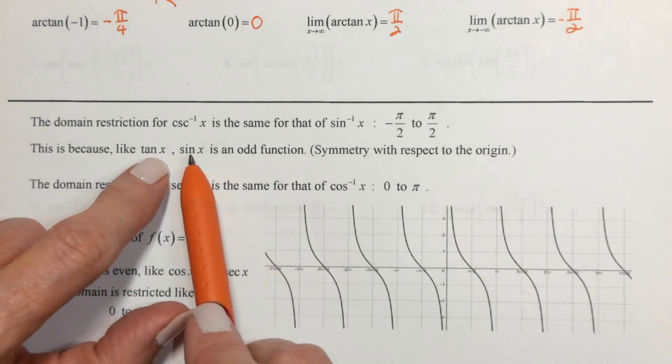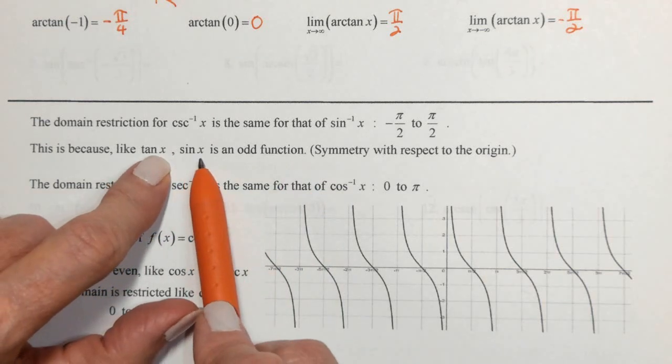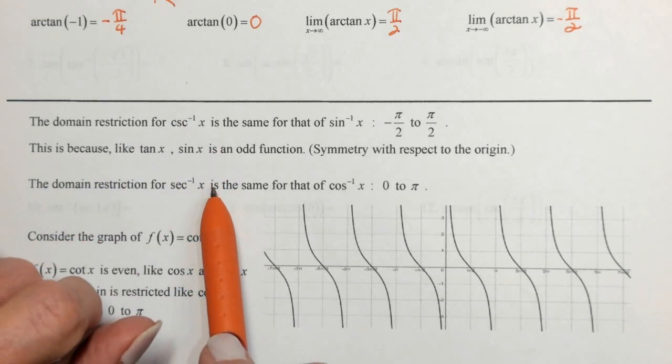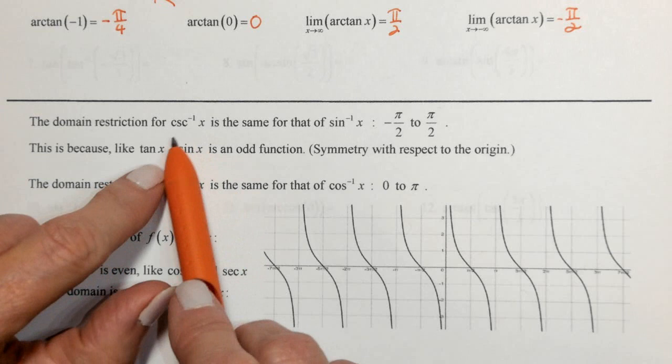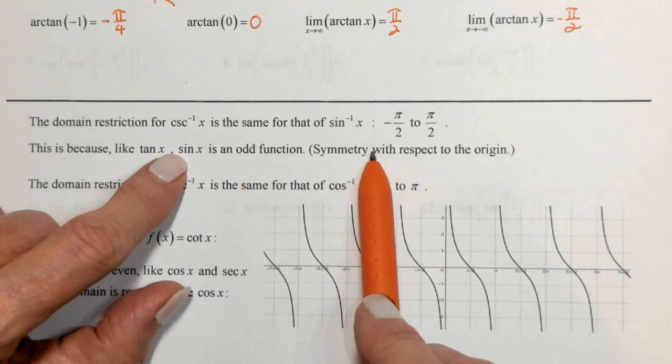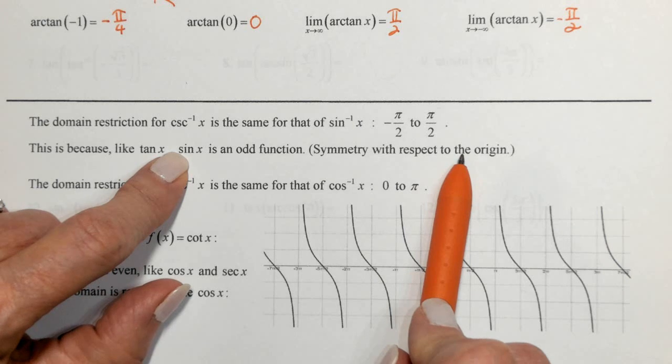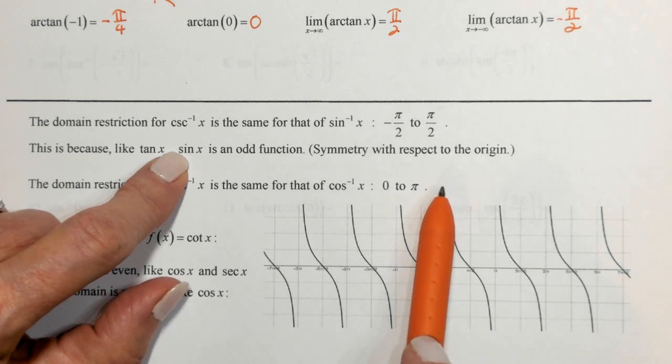This is because, just like tangent and sine, cosecant is an odd function. Okay? These are all odd functions. They have symmetry with respect to the origin. The other functions, though, do not have symmetry with respect to the origin.